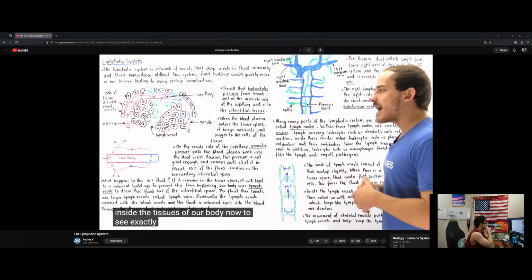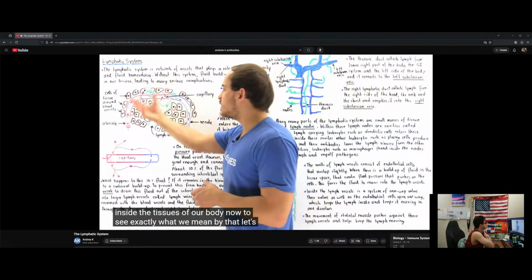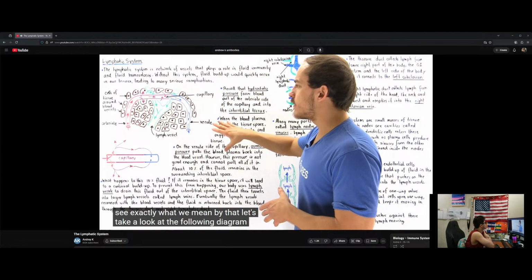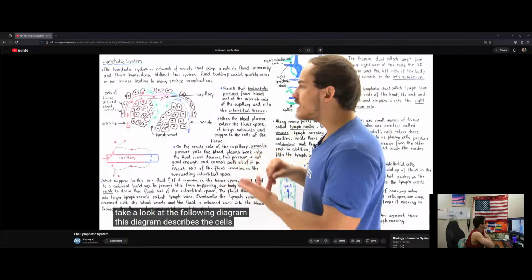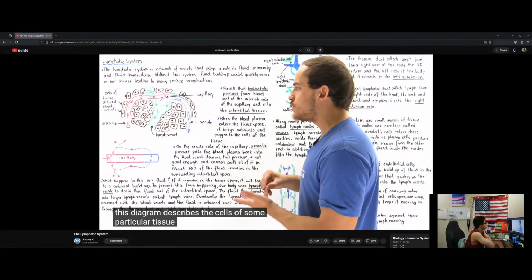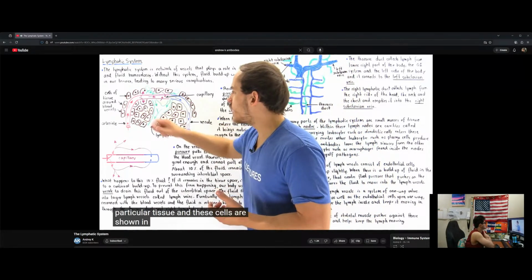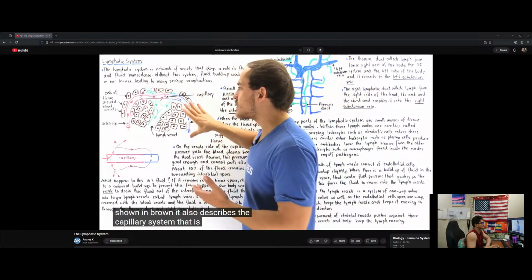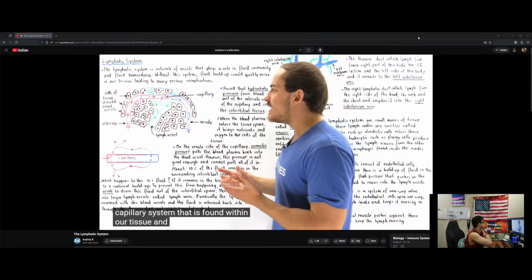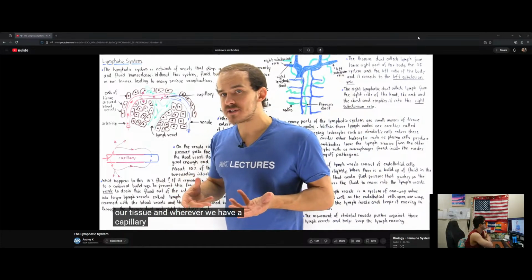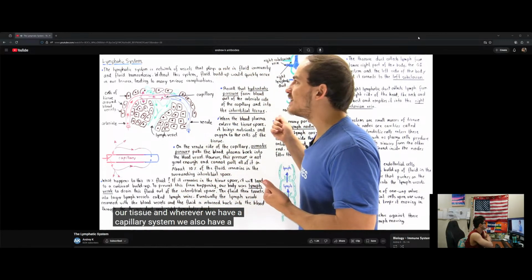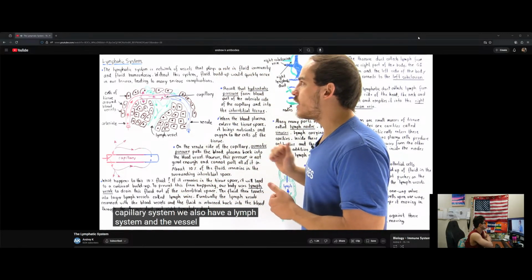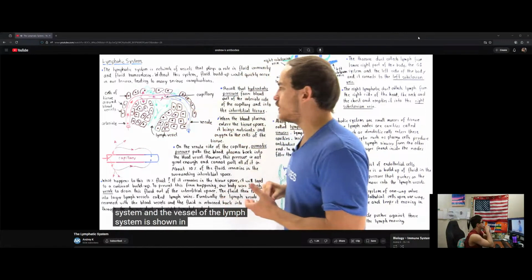Now, to see exactly what we mean by that, let's take a look at the following diagram. This diagram describes the cells of some particular tissue, and these cells are shown in brown. It also describes the capillary system that is found within our tissue. And wherever we have a capillary system, we also have a lymph system. And the vessel of the lymph system is shown in green.